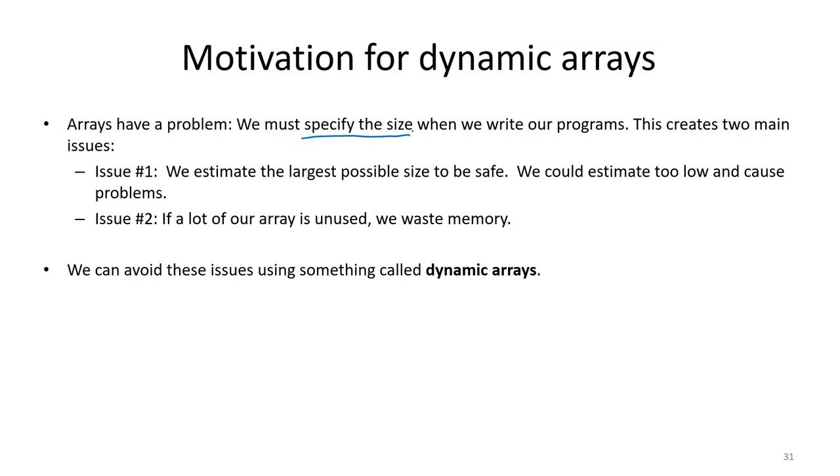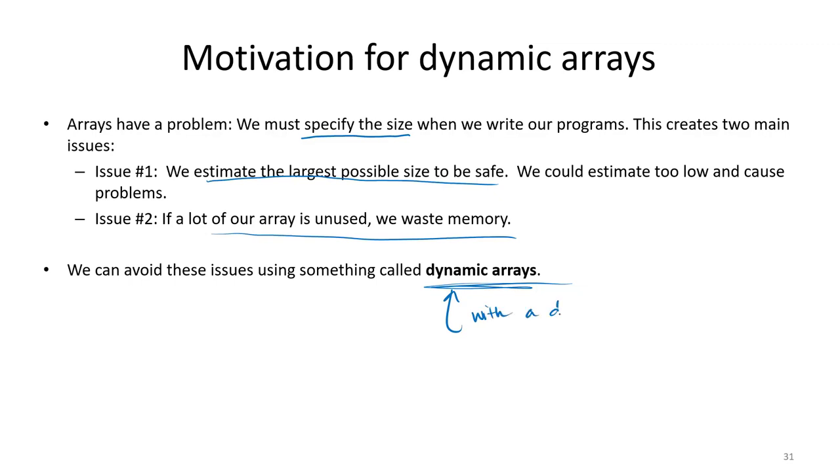But here's the problem. Typically, that means we have to know in advance how big we want our array to be. So typically we estimate the largest possible size to be safe. We don't want our array to be too small, otherwise we might run out of space. But if we make our array really, really big, we're wasting memory. So dynamic arrays actually help us avoid some of these issues.